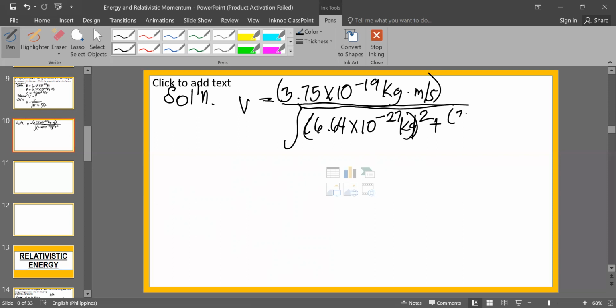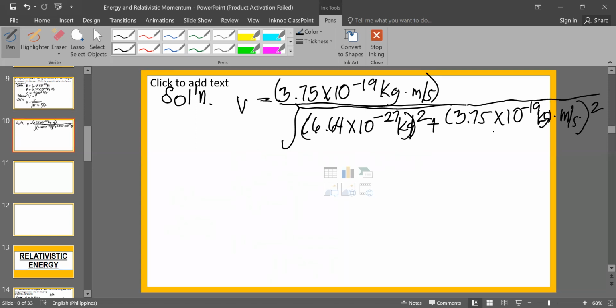Yung momentum ay 3.75 times 10 raised to negative 19 kilogram meters per second. Kailangan natin itong i-square. Over by the square of the speed of light din, 3 times 10 raised to 8 meters per second. Pwede na, at this point, pwede namang hindi mo ilagay yung mga variables na nakadepende na lang sa'yo yan. So, huwag natin ilagay na.